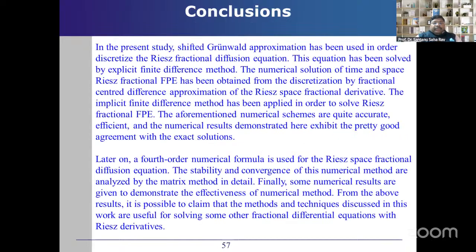So first, in the first problem, that is the Riesz fractional diffusion equation, the shifted Grünwald approximation has been applied, whose order of approximation is 1. Then the fractional centered difference approximation has been applied for the space fractional Fokker-Planck equation, whose order of approximation is second order. Then the fourth order implicit finite difference scheme has been applied for the fractional differential equation, and stability and convergence of the numerical scheme have also been analyzed. The experimental results obtained by different illustrative examples show that there is an excellent agreement between the numerical solution and the exact solution. So results are very accurate and with high precision.